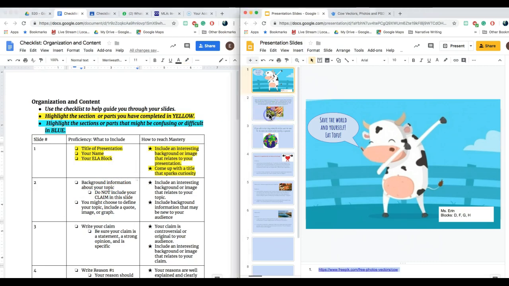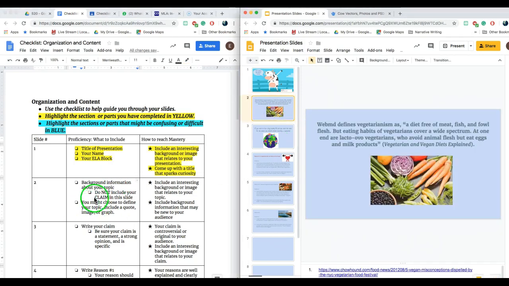Okay, background information about my topic. In slide number 2, I don't want to include my claim just yet, but I did choose to define vegetarianism, define my topic, and I included an image. So here's the definition. I got it from WebMD, and I did an in-text citation for this. My in-text citation says, "Vegetarian and vegan diets explained."